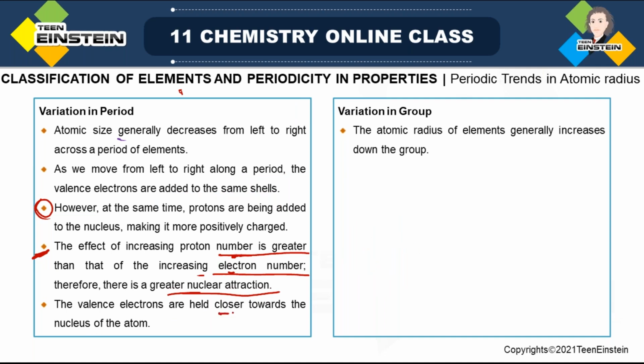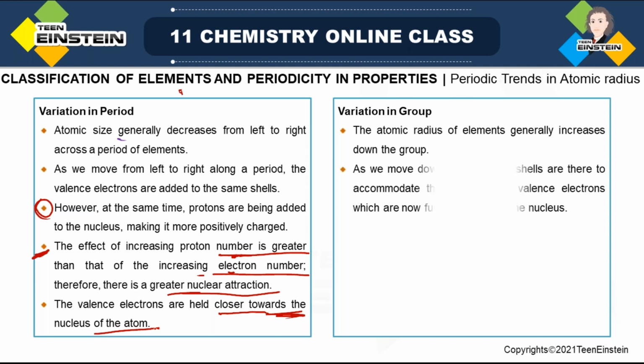And the valence electrons are now held closer towards the nucleus of the atom. So this is the reason for the variation in period, that is decrease as you move from left to right. But why in group is it increasing? Now we have to know that. When you are moving down a group, we know the principal quantum number increases. Suppose you are moving from lithium to sodium.